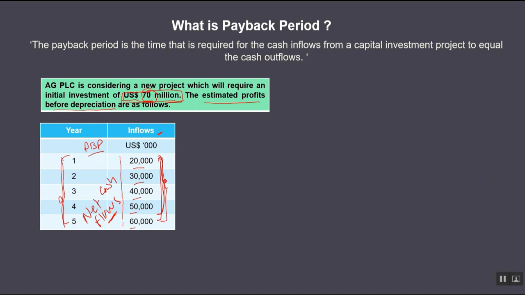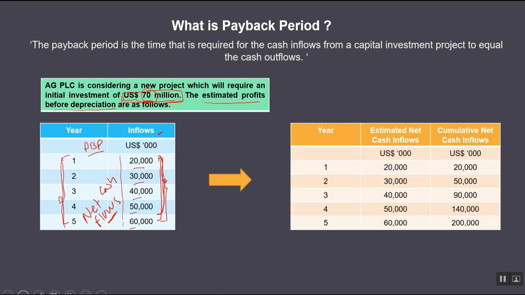In order to identify this, we need to prepare a statement. We need to calculate the cumulative cash flows. So this will be the cumulative cash flows. As you can see, in year 1, the cumulative net cash inflows will be 20 million. At the end of the second year, your estimated cash inflows will be 30 million, so cumulative will be 30 plus 20, that is 50 million. Likewise, at the end of the fourth year and fifth year, when you add the respective cash inflows, that will give you a total of 200 million at the end of the fifth year.